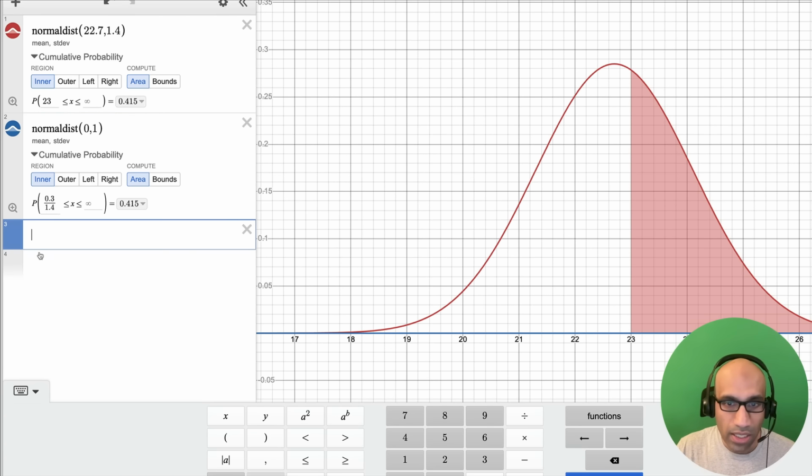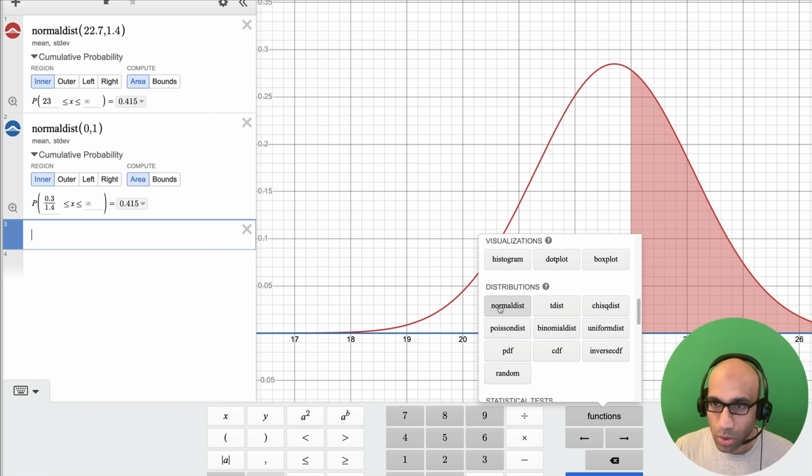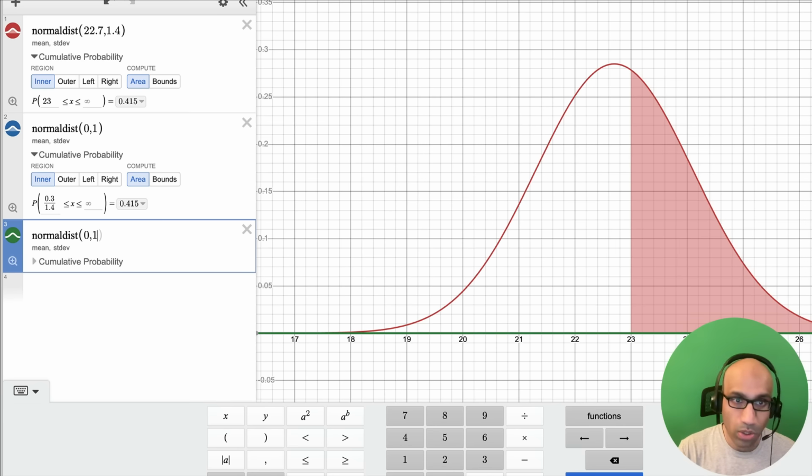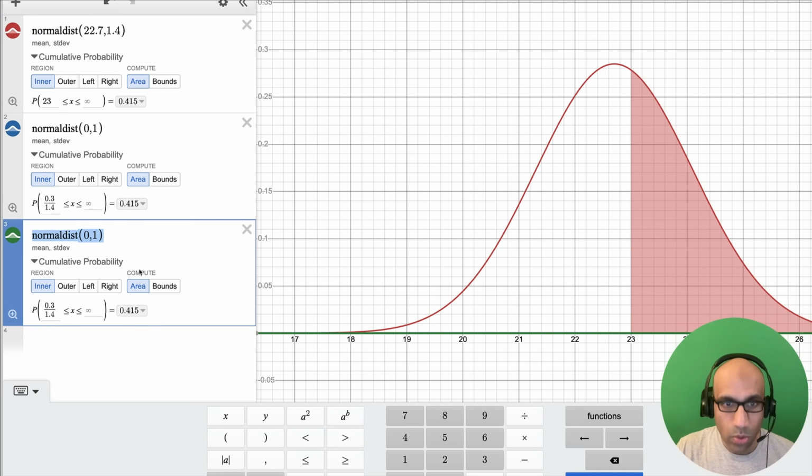Again, let's practice this. You go to functions, you scroll down, you search for it. It's here, distributions, normal dist, and this time, because it's a z-score, just put 0, 1. Then cumulative probability. Instead of 23, you're going to put in that z-score that you calculated, and you don't even have to put in the decimal form of it. You just put in the fraction, which is the cool part about this. I really like it this way. It gives you the precise answer, which is 0.415. Using the normal distribution and using this z-score gives the same answer, 0.415. So that's how easy it is.